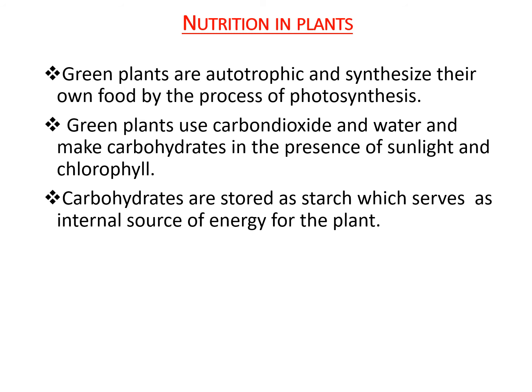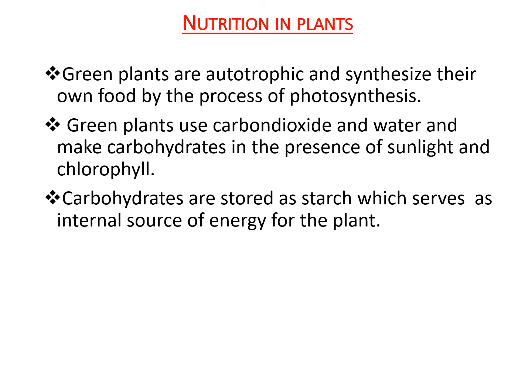Now, we will learn about nutrition in plants. Green plants are autotrophic. Auto means self. Trophic means nourishing. So they nourish themselves. Green plants synthesize their own food by the process of photosynthesis. Green plants use carbon dioxide and water to make carbohydrate, that is the food that is needed by them for energy and for building the plant body. This carbon dioxide and water is taken up in the presence of sunlight and chlorophyll to make carbohydrate.